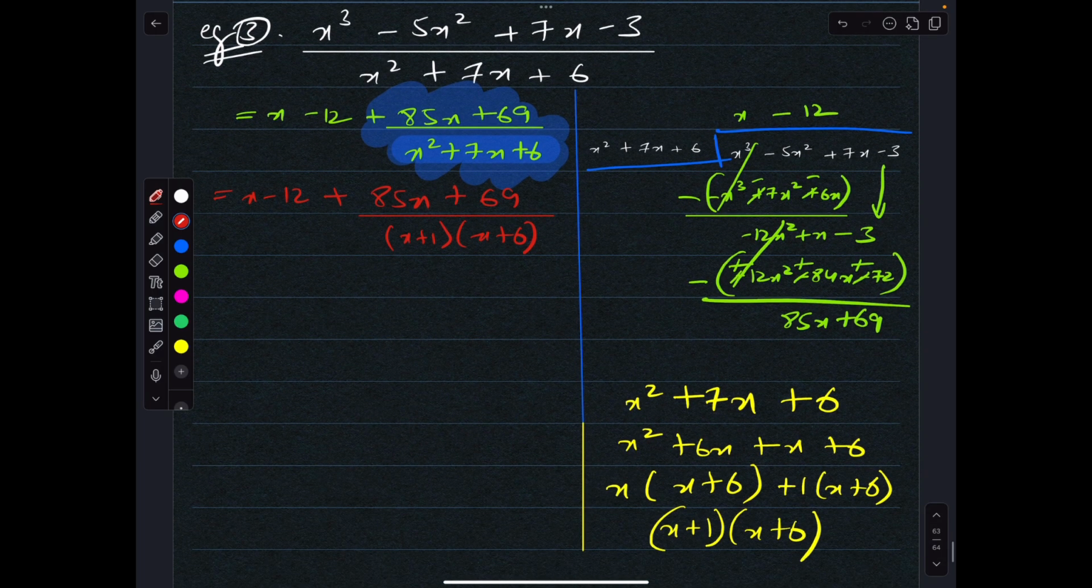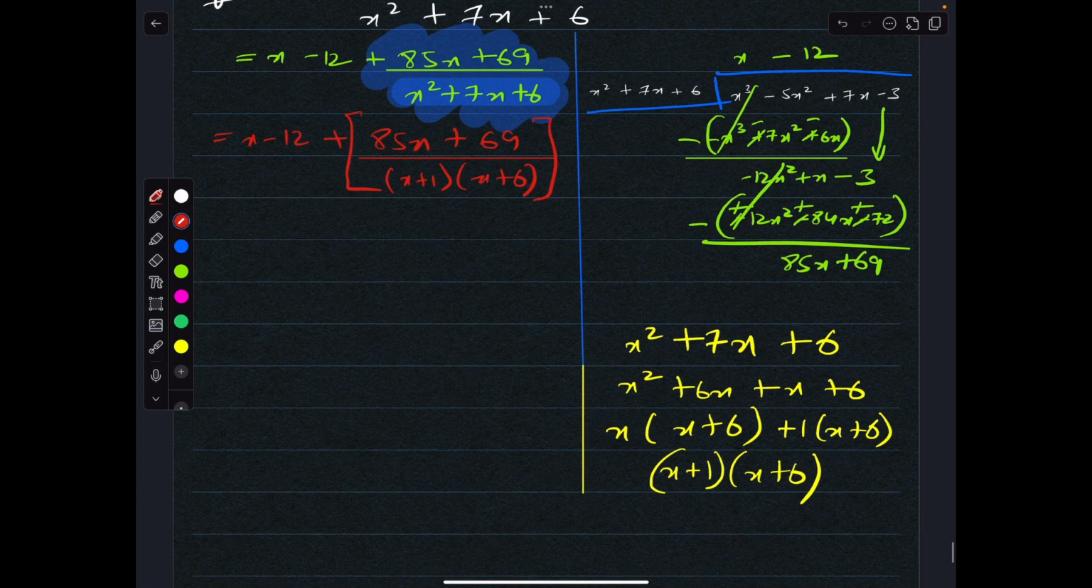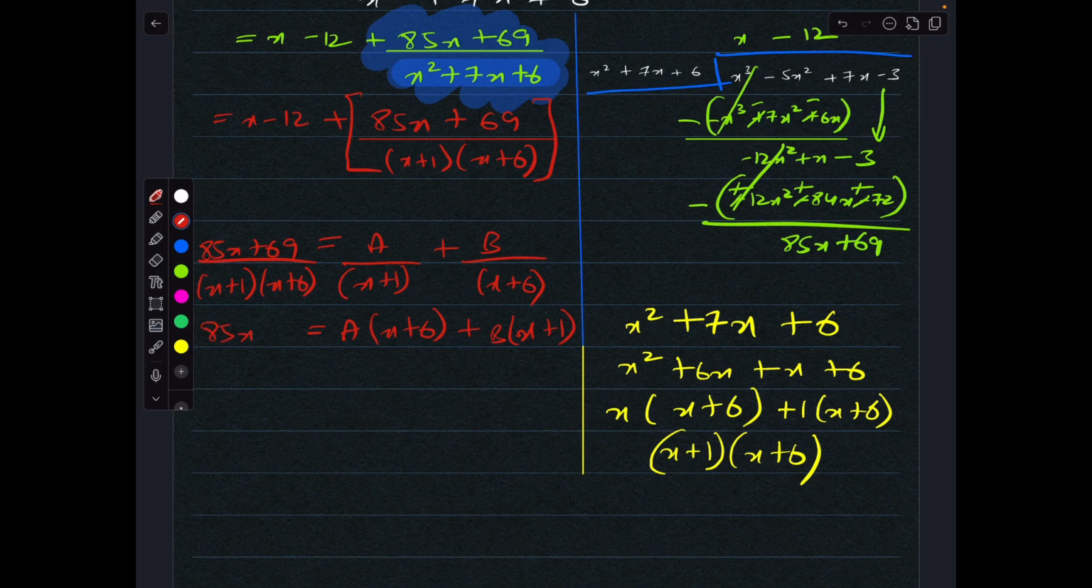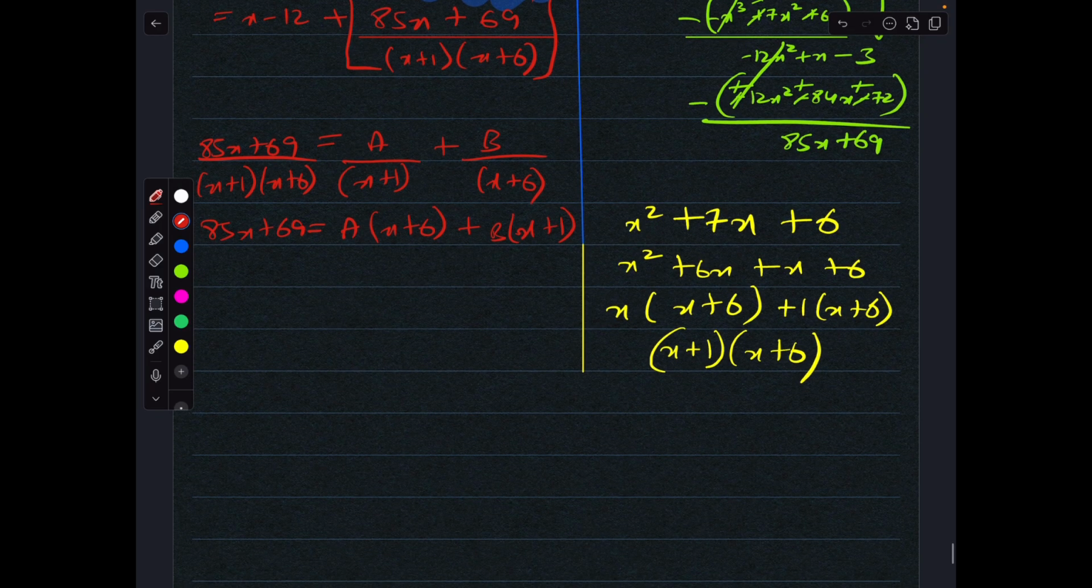Now, this is the partial fraction we need to consider. For now, just forget x minus 12, but don't forget to write that back down in the final. So, 85x plus 69 over x plus 1 into x plus 6 is equal to a over x plus 1 plus b over x plus 6. And then cross multiply and cancel off the denominators in just one step. 85x plus 69 remains unchanged.